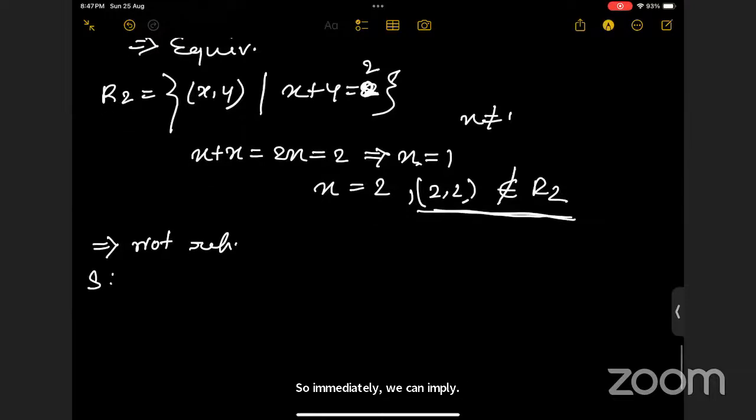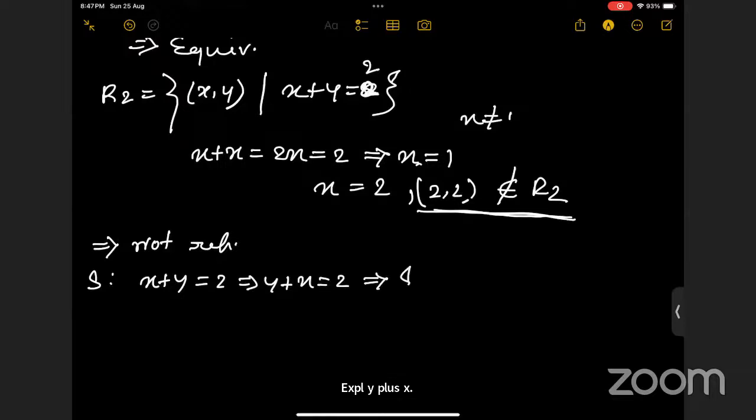Is this symmetric? Yes, ma'am, it is symmetric. It is clear, right? If x plus y is 2, then y plus x is also 2. So it is symmetric, right? Transitive? Is it transitive?